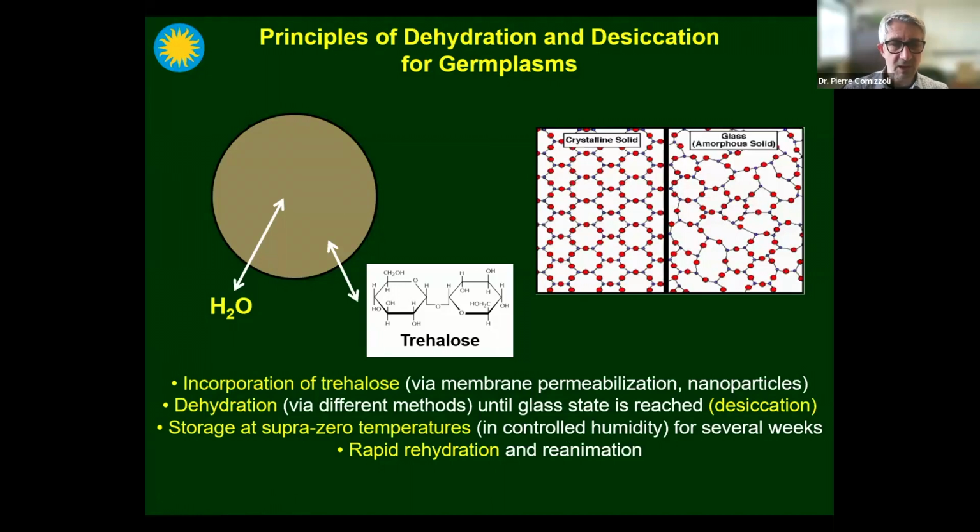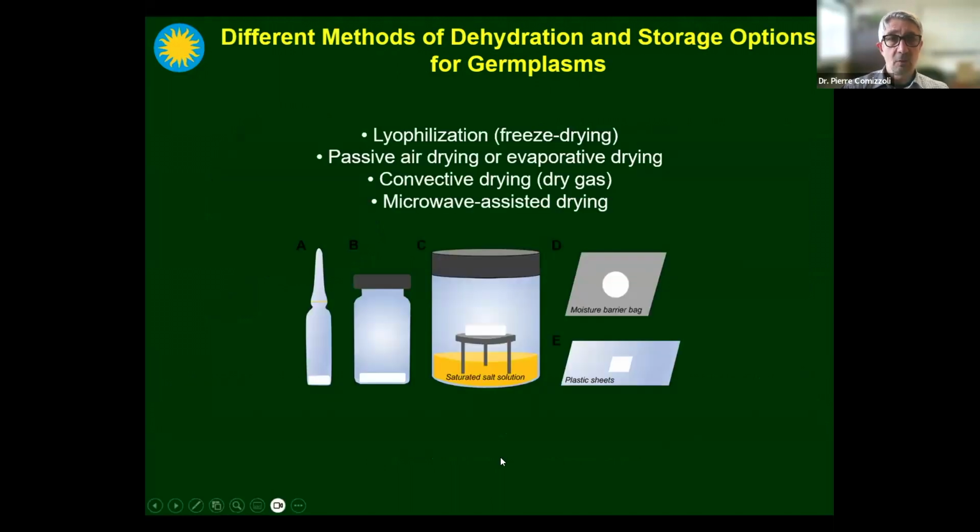And then after that, when you have to use your sample, just a simple rehydration is enough to reanimate everything. So right now, there have been a lot of techniques to remove the water after exposure to trehalose by lyophilization, which is, as you know, freeze drying. So you freeze the sample, and then you expose the samples to a vacuum. So under low pressure, the water turns from ice to gas, and you have a sublimation of the ice, and you remove the water that way.